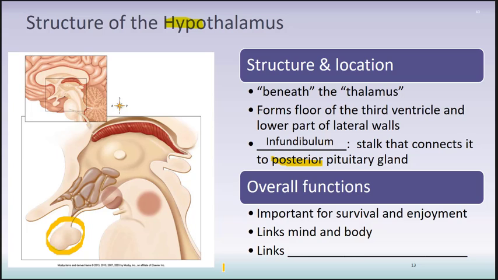In terms of overall functions, the hypothalamus is hugely important for survival and enjoyment. It is going to be regulating many of the different functions in our body. It has the ability to link our mind to our body. And it also has a very important role in its function to certain systems in our body. And it very closely links our nervous system to our endocrine system.